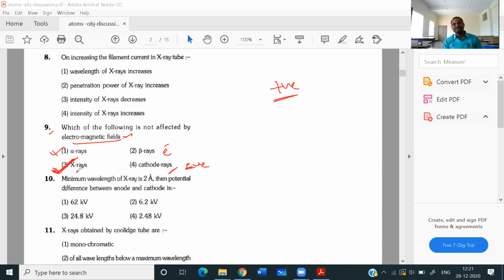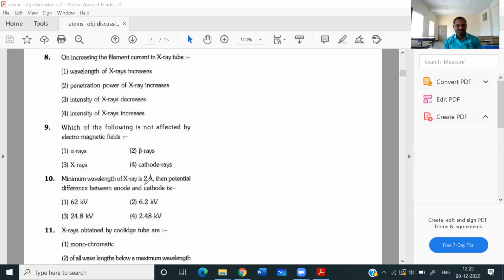The reason for that is X-rays are electromagnetic rays, electromagnetic waves. Clear? They don't carry any electric charge, so they cannot be deflected by electric field and magnetic field. X-rays is the right answer, whereas alpha rays, beta rays, cathode rays will be deflected by electric field and magnetic field. Okay? Clear? Next, question number 10.